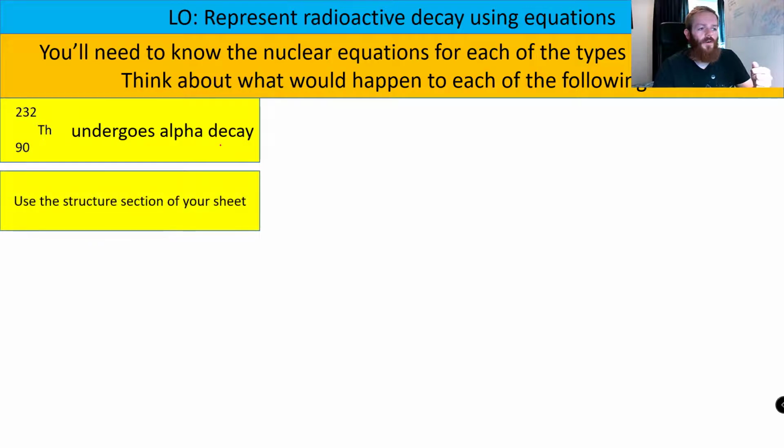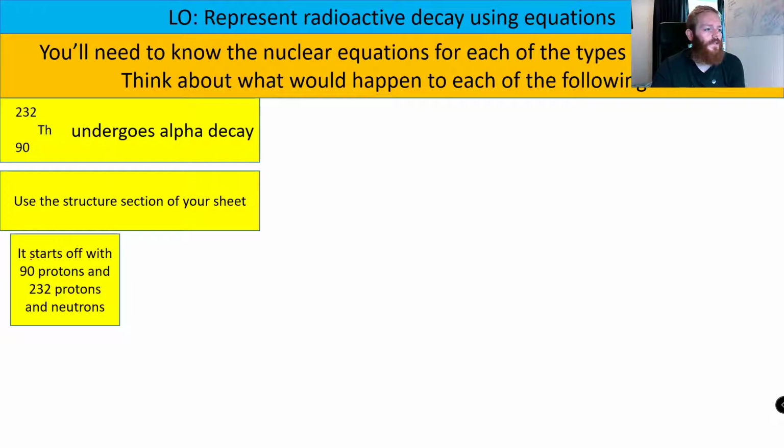So let's imagine it undergoes alpha decay, and here I've said use the structure section of your sheet. I'd have physically given you that sheet if we're in a lesson, but obviously we're not. So using the structure section, if you think about it, alpha decay was 2 protons and 2 neutrons. So I've started off with thorium, and 2 protons and 2 neutrons have been ejected from the nucleus of that thorium nucleus.